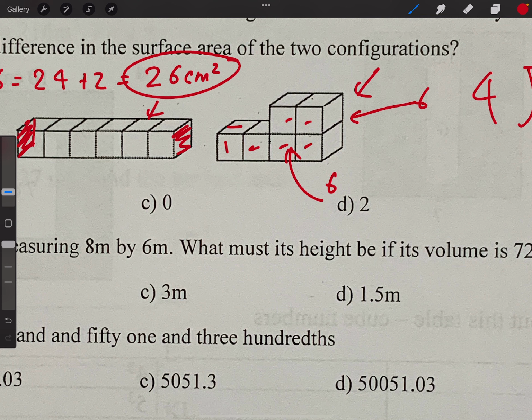Alright, next one. Question 6. A box has a rectangular base measuring 8 by 6 meters. What must be its height for the volume to be 72? Now remember that, I'll just draw a quick box here.